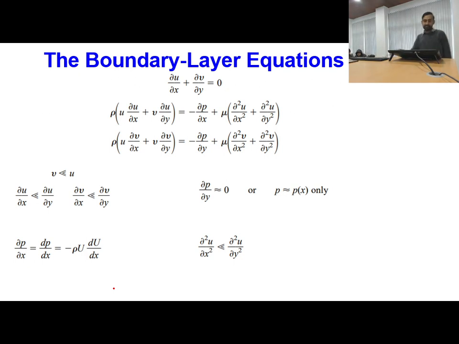For a two-dimensional situation, these will be my continuity, x momentum and y momentum equations. Okay. Now we need to apply Prandtl's simplifications over here, and typically after applying Prandtl's simplifications, whatever we get is called the Prandtl boundary layer equations, and the solution of the Prandtl boundary layer equations is considered the exact solution of the boundary layer flows.